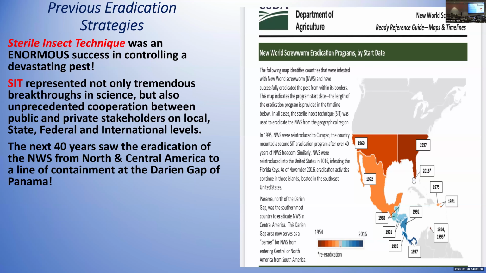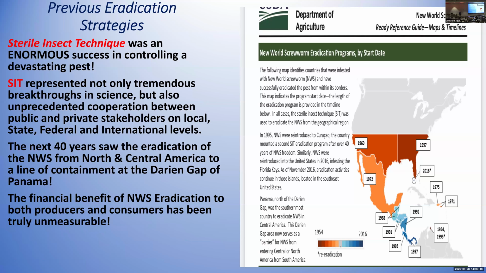The map over there shows the progression from north to south. 40 years, we saw eradication. Took us about 20 to get it from North America, took about another 20 to get it from Central America to the Darien Gap.